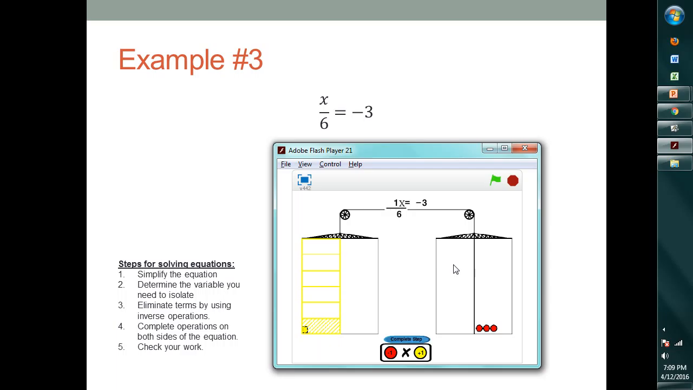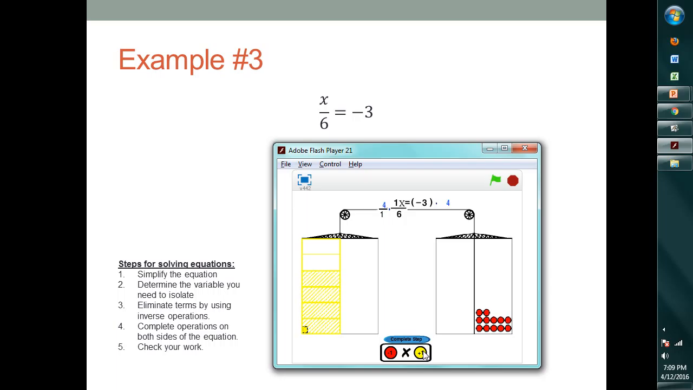So again, the application knows that I have to get rid of that denominator before I can figure out what x is. So I'm going to go through and I see that it's a positive 6. I'm dividing by 6. It's divided into 6 pieces. So I need to multiply by that same number. So I'm going to start multiplying here. So 1 doesn't do anything. As I hit 2, notice that it gets bigger on the left. I get an extra bar. And on the right, it did negative 3 times 2, which is negative 6.